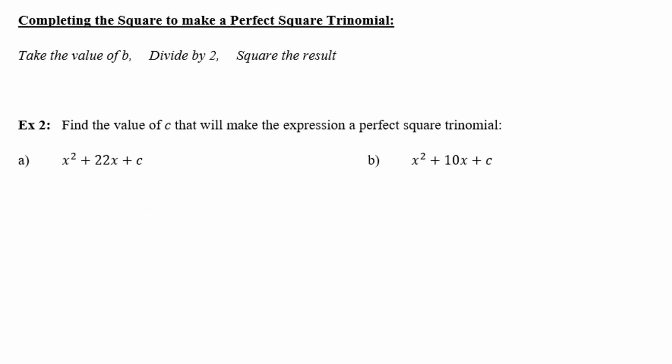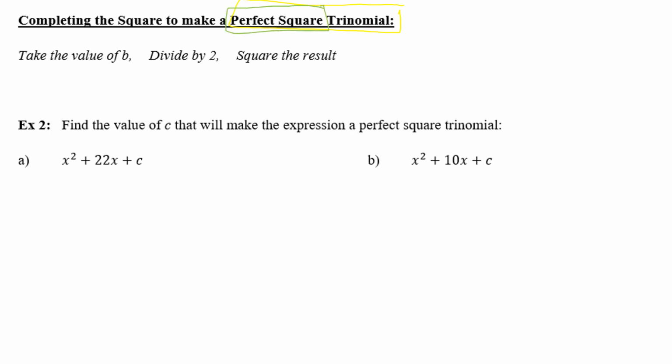All right, so example 2, we're going to do something called completing the square to make a perfect square trinomial. So I'll briefly explain what it is, but it'll make more sense as we keep doing examples. A trinomial, we already know, is an expression with 3 terms. So something as simple as x squared plus 5x plus 10 would be considered a trinomial because it has 3 terms. Now, it needs to be a perfect square, though. That's where it gets a little bit interesting.